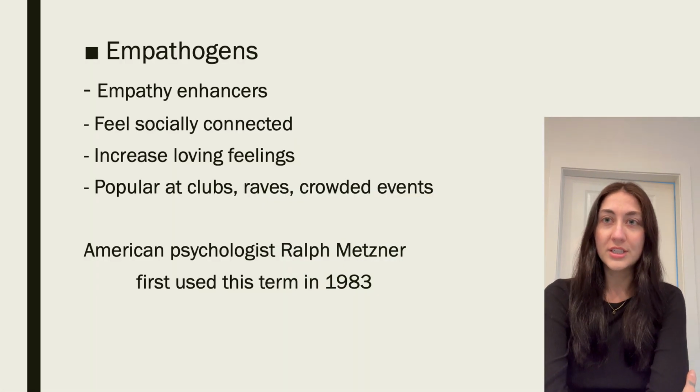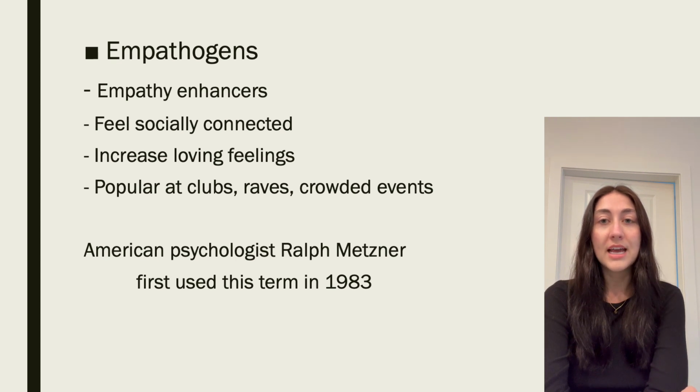Empathogens and entactogens are two categories of drugs which temporarily change the user's perceptions and emotions. And first we're going to look at empathogens. Some of the properties of these are that they enhance empathy for others, and the users feel more socially connected and more available to have open conversations when using.